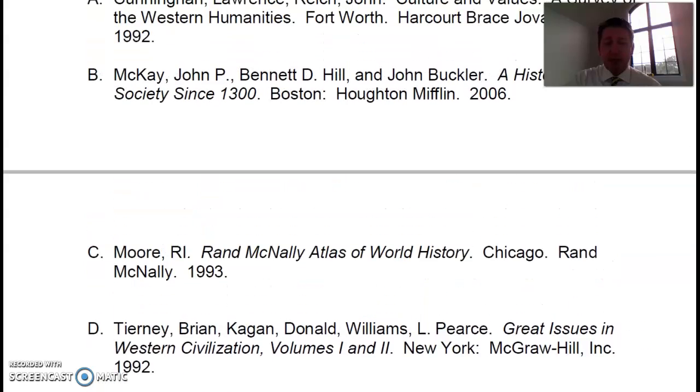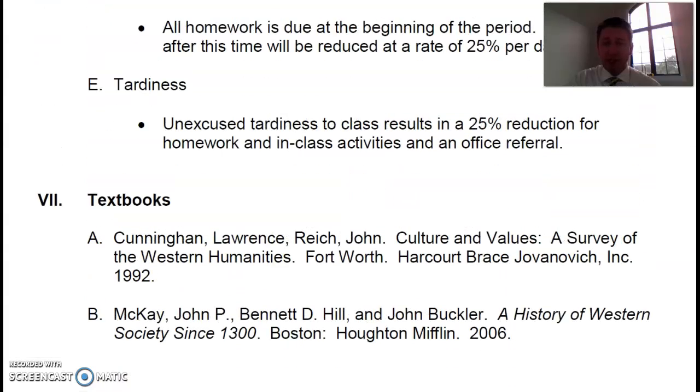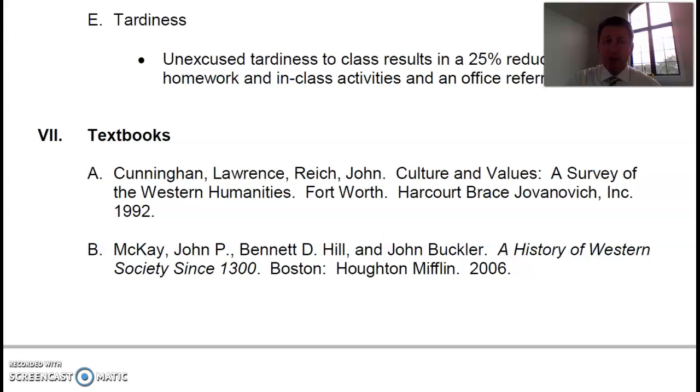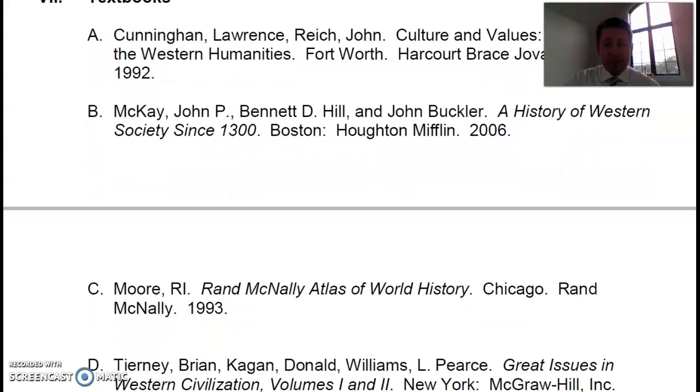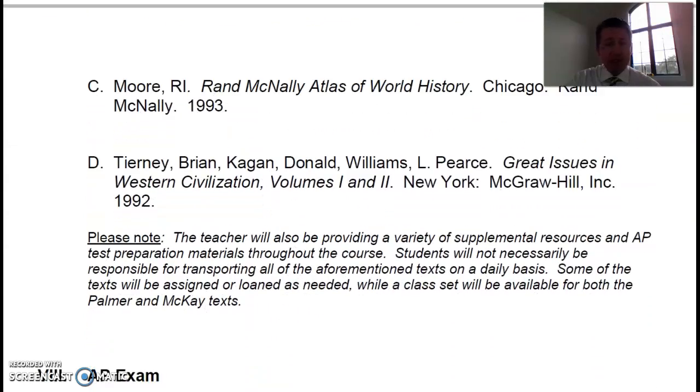Otherwise, I do have a few other texts mentioned on here, and I'll briefly talk about those. We have a culture and values text, which we will use periodically. It really focuses on a lot of the architectural and artistic achievements that align to the different periods throughout history, so we will take a look at that periodically, but it's not one that we'll use every day. We also have some primary source readers that we use from time to time, and as I mentioned earlier, I have a plethora of handouts and supplemental materials that I will also be providing for students throughout the course.